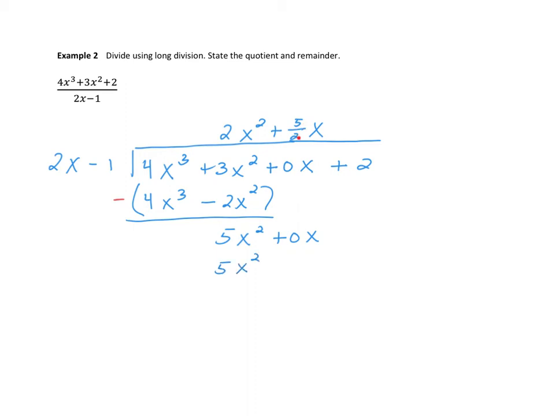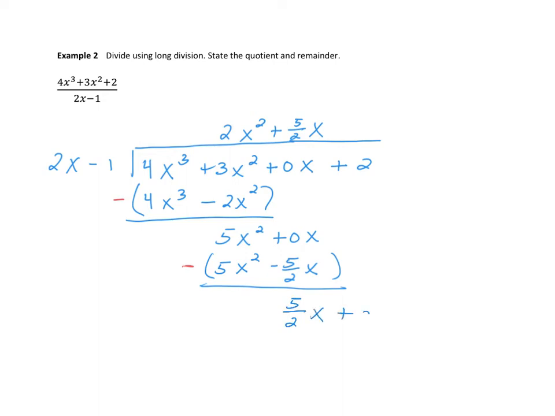But then 5 halves x times -1 is -5 halves x. And I'm doing this so I can subtract this away. But I want to make sure that I subtract it from both terms, this one and this one. 5x squared minus 5x squared is 0. That's good. Now 0x minus a minus is plus, so it's going to be 0x plus 5 halves x. So we actually get 5 halves x.